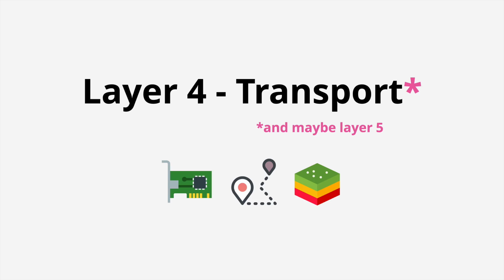Welcome back, and in this part of the series I'm going to be primarily covering the transport layer, which is layer 4 of the OSI model. I'm also going to be touching upon layer 5, which is the session layer of the OSI model, because there is some overlap for certain features and so it's easier to cover them in one lesson.